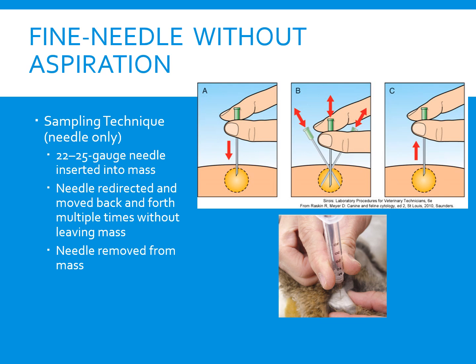The needle is then removed from the mass and attached to a 10 ml syringe that has been pre-filled with air. And the air is used to expel the material onto a clean glass microscope slide by rapidly depressing the plunger. The expelled material should be smeared using one of the techniques that we're going to talk about later on in this lecture.